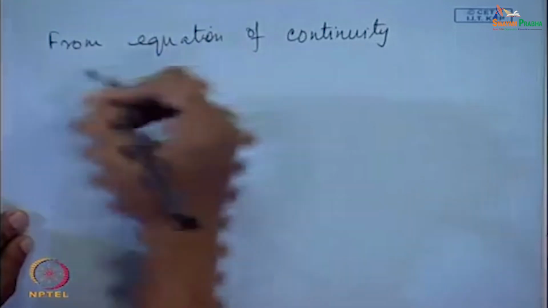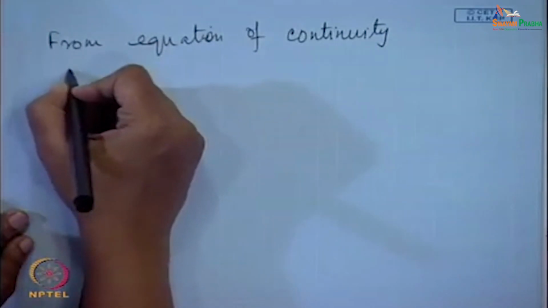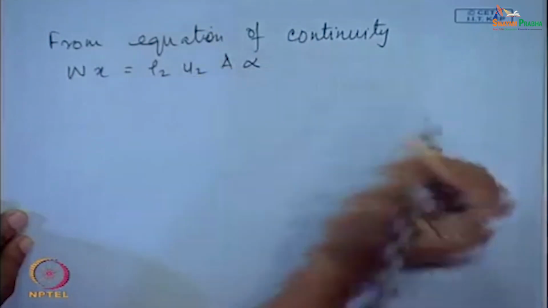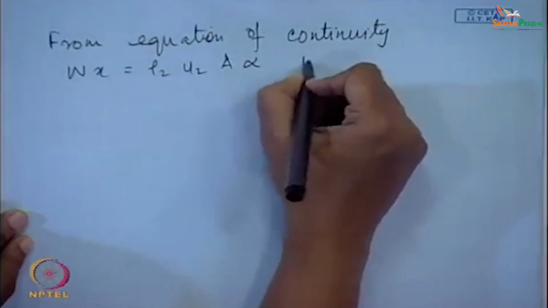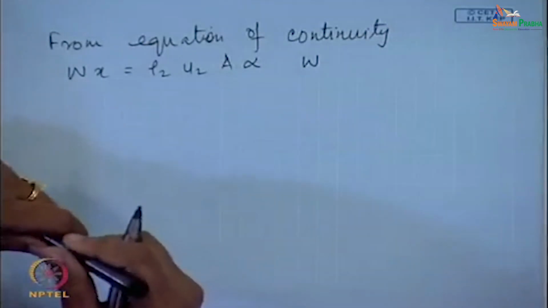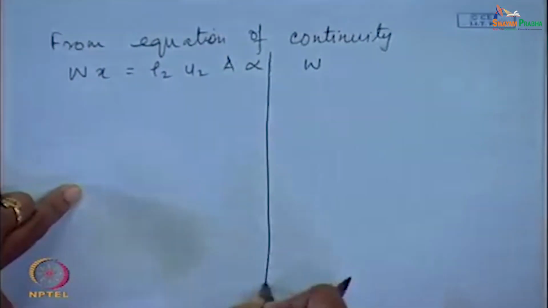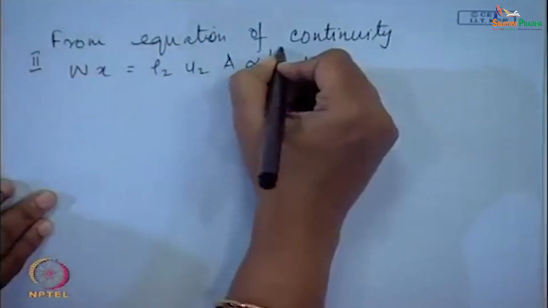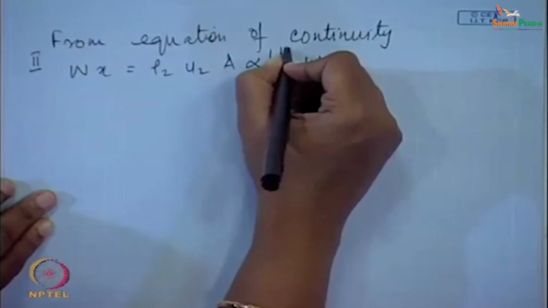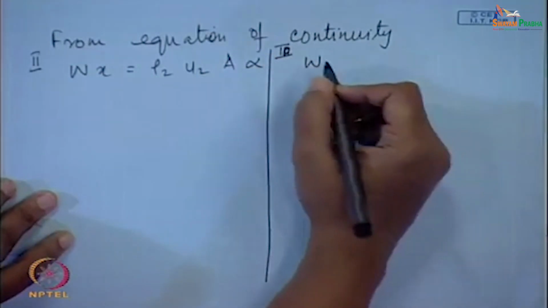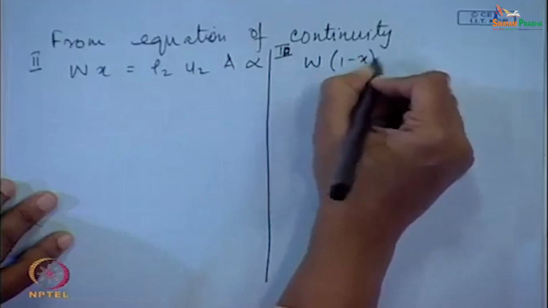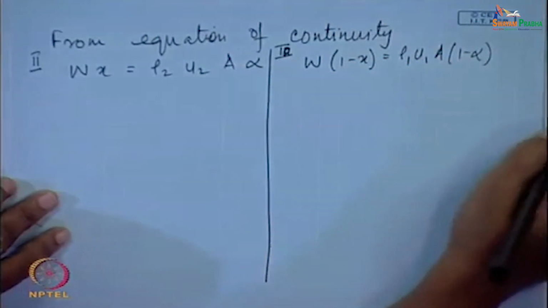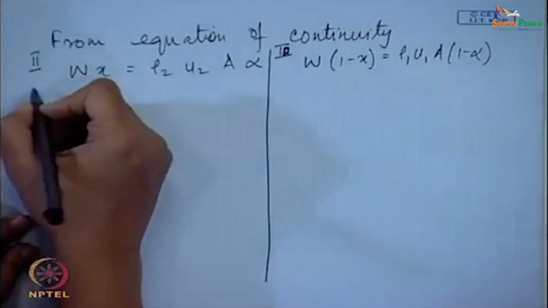Anyhow, so from the equation of continuity, what do we know? We know W x equals rho 2 u 2 A alpha. Agreed? The same thing I will write down for phase 1 as well. So, this is for phase 2, and similarly for phase 1: W into (1 minus x) equals rho 1 u 1 A into (1 minus alpha). Agreed?